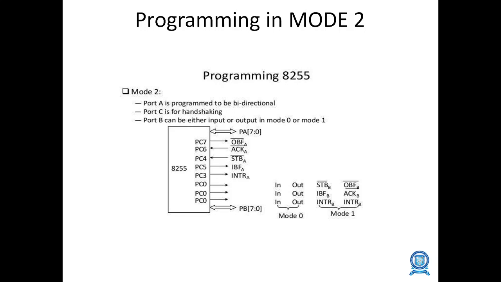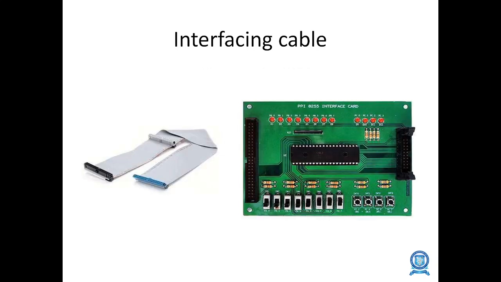Port C is for handshaking. Port B can either be input or output in mode 0 or mode 1. For 8255, from PC0 to PC7 and PA0 to PA7, which is bidirectional. The mode 0 is for in and out, mode 1 for STB, IBF, INTR.